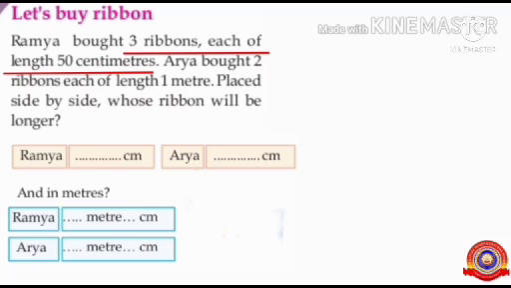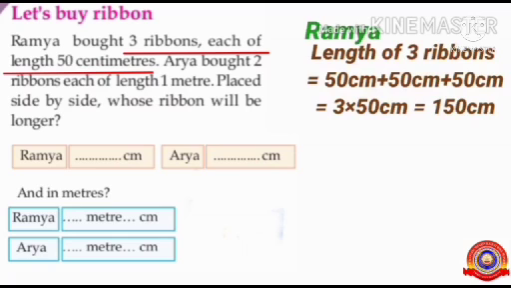Here Ramya bought 3 ribbons. So length of 3 ribbons equals 50 centimeters plus 50 centimeters plus 50 centimeters. That is 3 into 50 centimeters, which is equal to 150 centimeters. So the length of ribbon bought by Ramya is 150 centimeters.